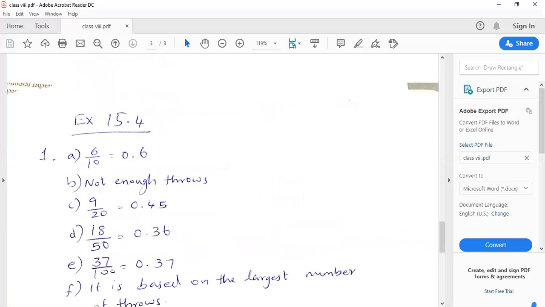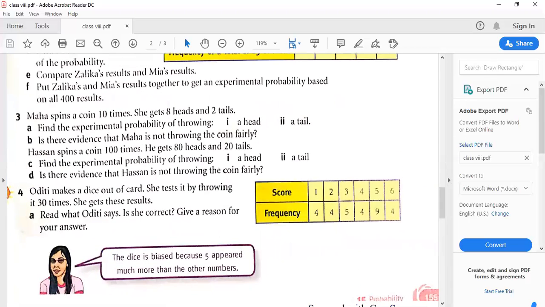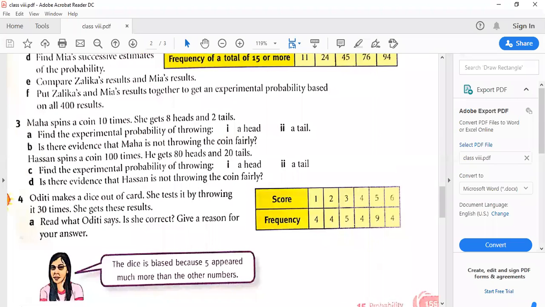Okay, one more question, last question. Question number 3. Maha spins a coin 10 times. She gets 8 heads and 2 tails. So find the experimental probability of throwing a head and throwing a tail. So heads, how much? 8 by 10, it means 0.8. Then tail, 2 by 10, it means 0.2. Yeah, correct.